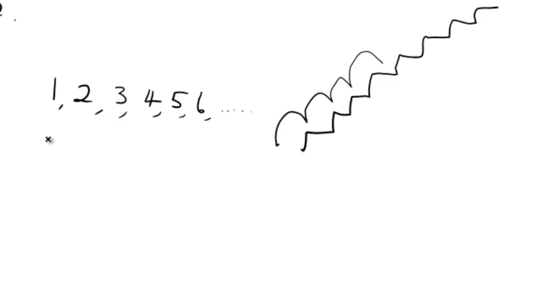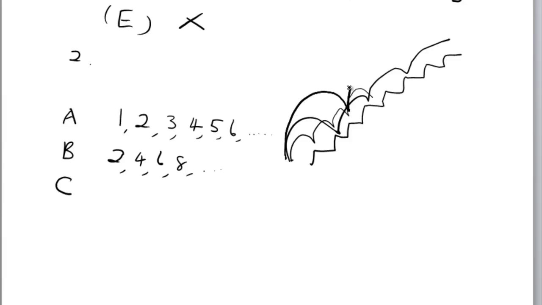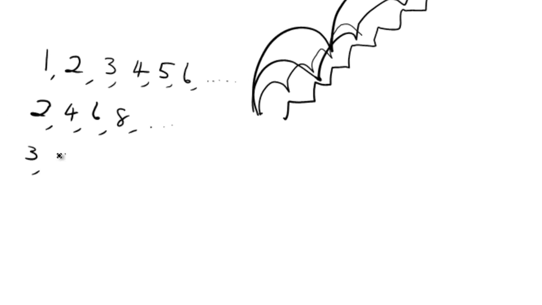B, Brenda, she goes up 2 at a time. So her first one will be step 2, and then 4, and then 6, and then 8. So she goes 2, 4, 6, 8, and so on. Carly, she goes in 3s. So her first step is 3, then 6, then 9. 3, 6, 9, and so on.